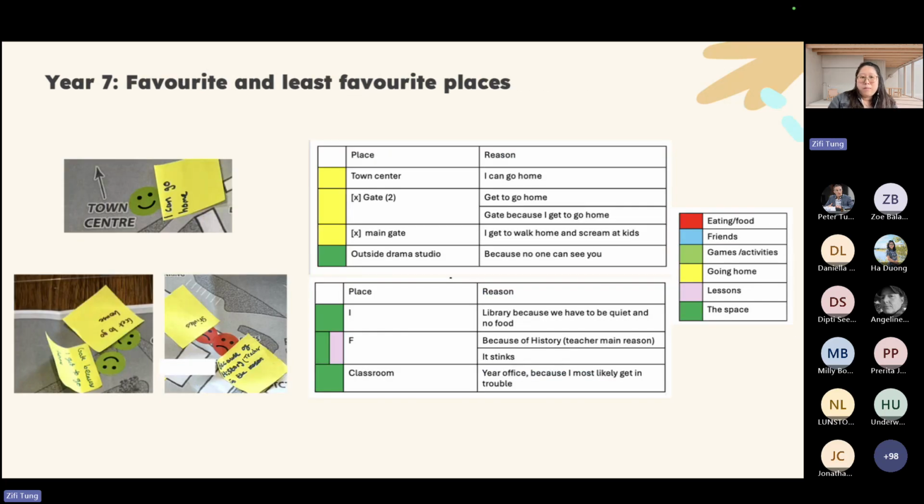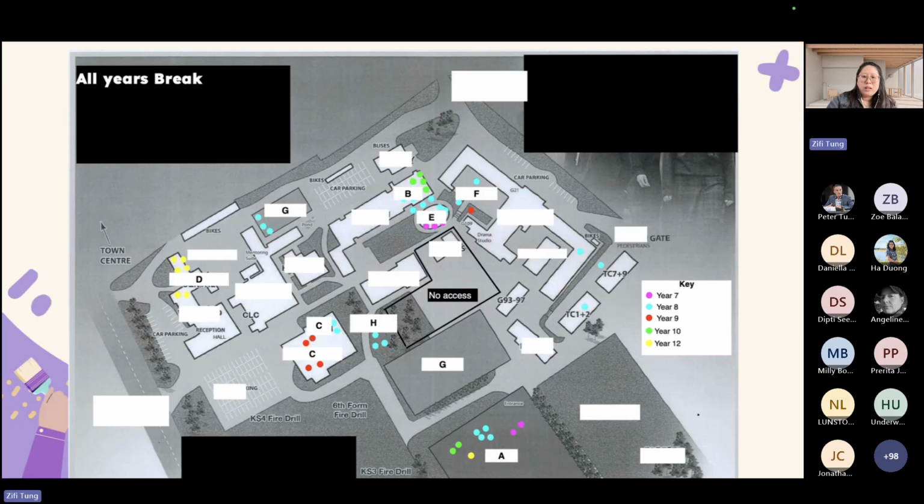Then I did the same for favorite and least favorite places, again with the place where they put their post-it notes. The reason is what they wrote on the post-it notes. I did the same thing for favorite and least favorite place and color coded them accordingly to my key.